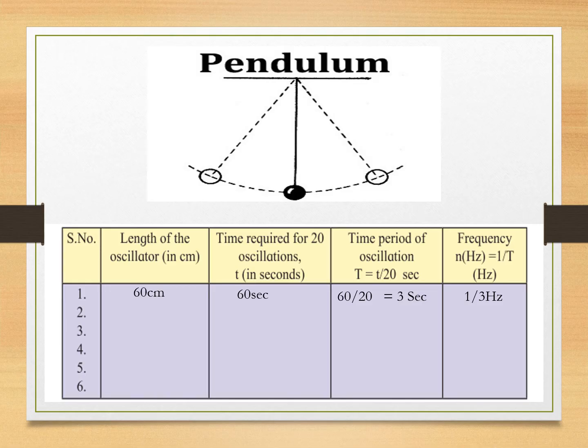Now the last column is frequency N, which is measured in hertz, and the formula is 1 upon capital T, that is the time required for one oscillation. So here you will get 1 upon 3 hertz. In this way every time you decrease the length of the pendulum by 10 centimeters, and then you can note down observations.